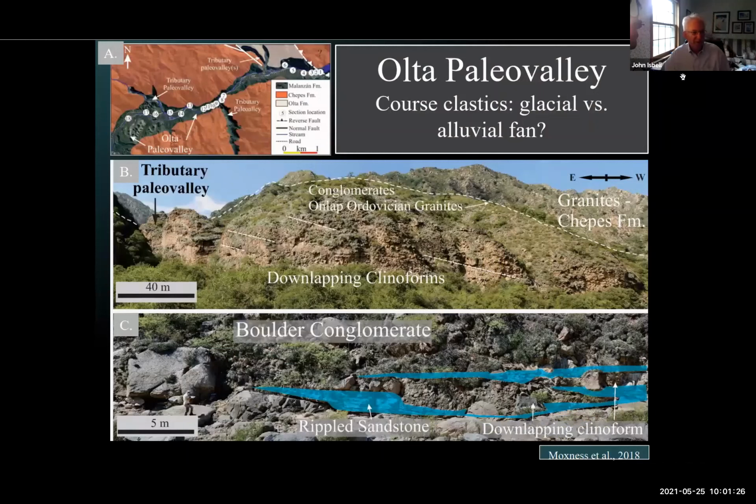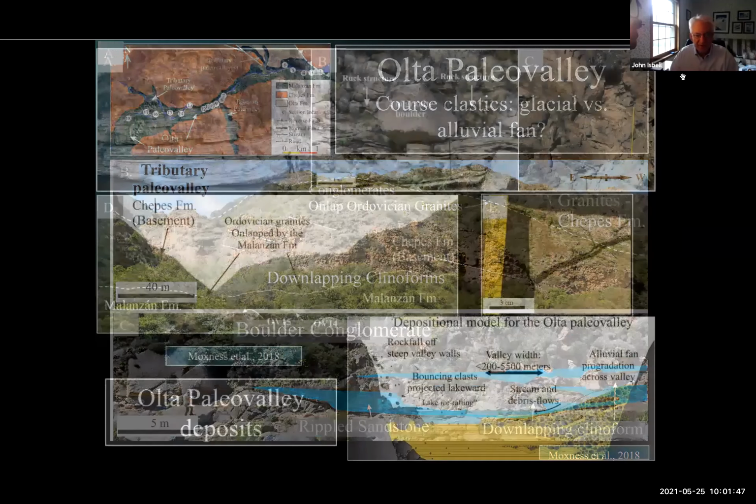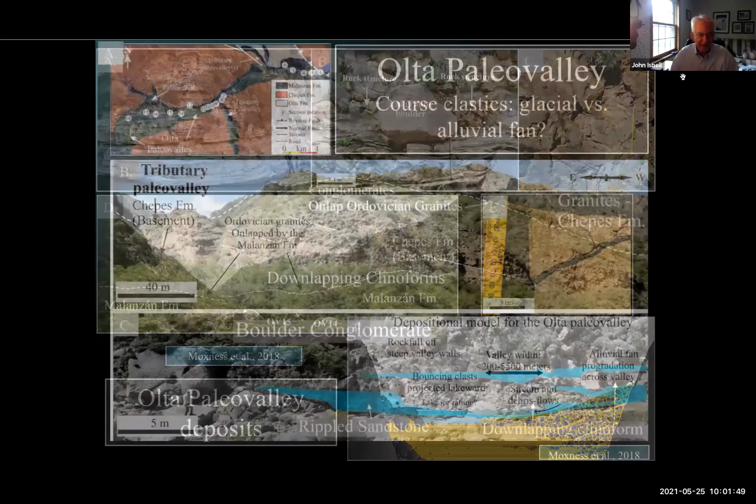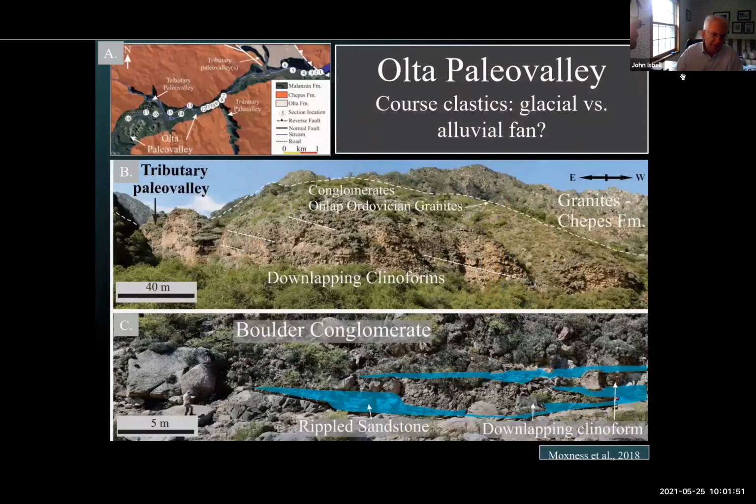And then when we look at the tributary valleys, what we find are boulder supported conglomerates that display downlapping clinoform beds, and those clinoform beds shown in C interfinger with lacustrine rippled sandstone beds, suggesting that these are really alluvial fans or potentially fan deltas prograding out of the basement, out of these tributary paleovalleys.